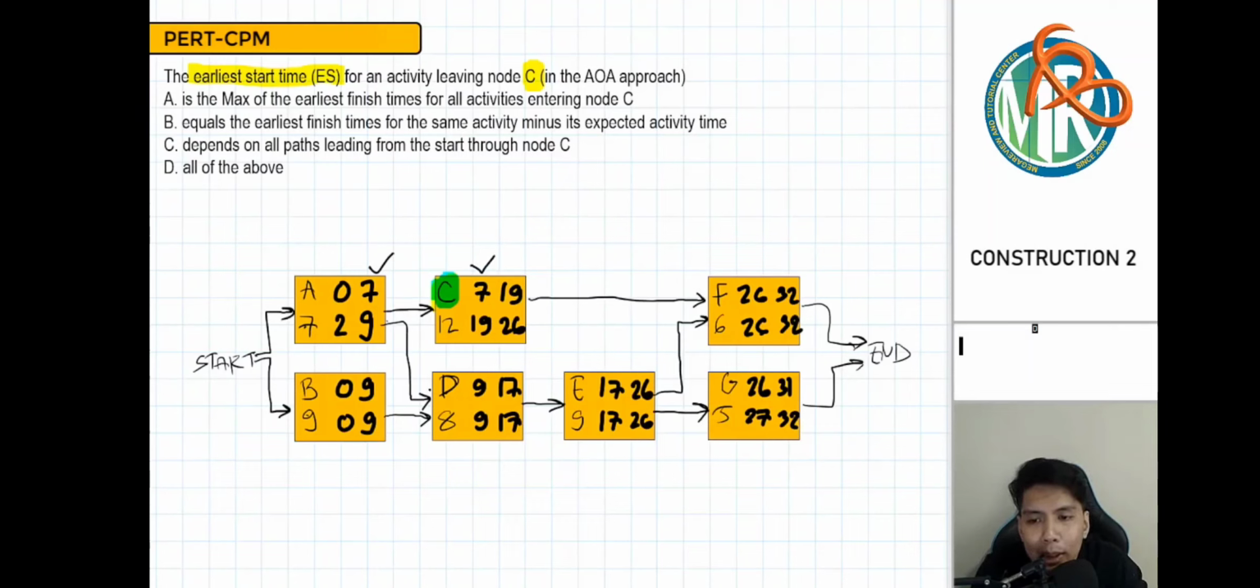Now what if marami? For example, letter D tignan natin. Kung dalawa yung kanyang predecessor, di ba ang ginagamit natin is yung kanyang maximum early finish. Tignan nyo, 7 sana to, this is 9. Ang ginamit natin is 9, kasi nga di ba, pag nagsosolve ng early start, ang ginagamit natin is the maximum early finish. Therefore, statement letter A is correct.